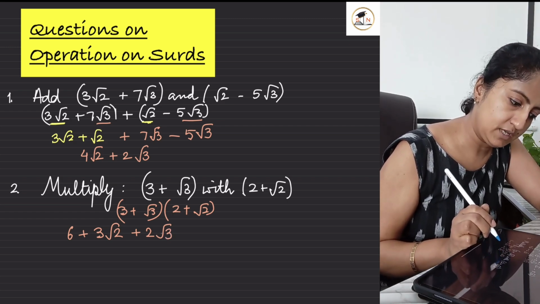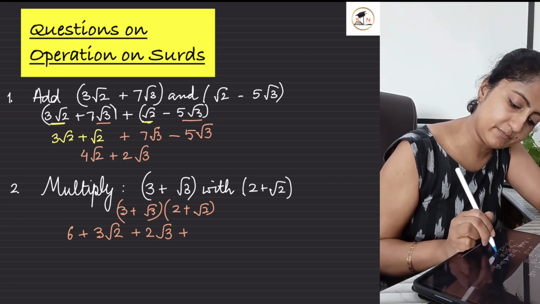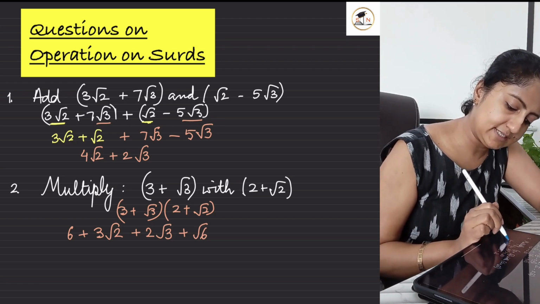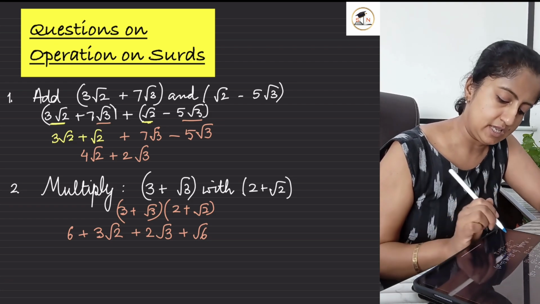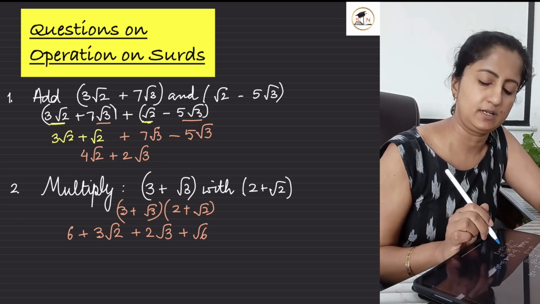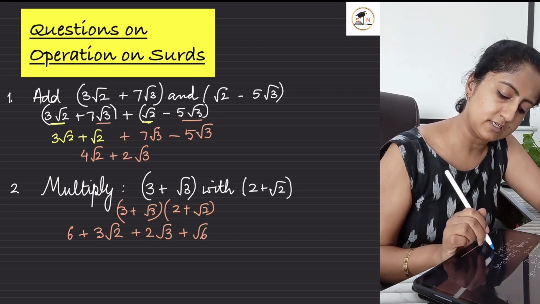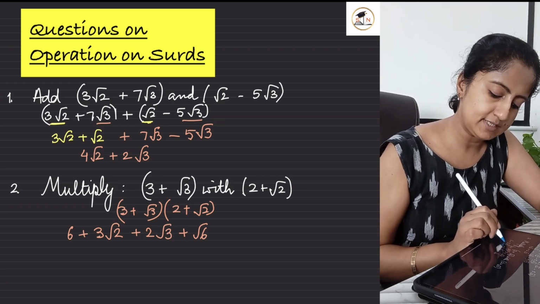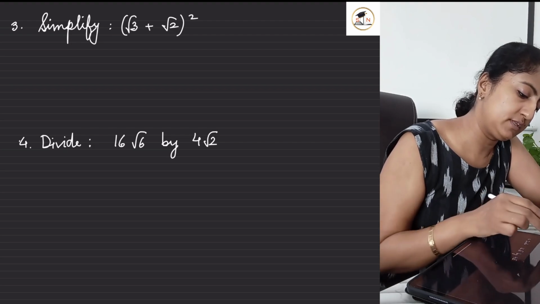The last term comes out as root 3 with root 2. So that is root 6. Now, in this question, we can see that 6 is the only constant and we do not have any other constant. So 6 remains as it is. After that, 3 root 2. We do not have any other term with root 2 as well. Next, 2 root 3. We do not have any term for root 3. And the last, root 6. We do not have any further term for root 6. So that means this is your final answer for this question.